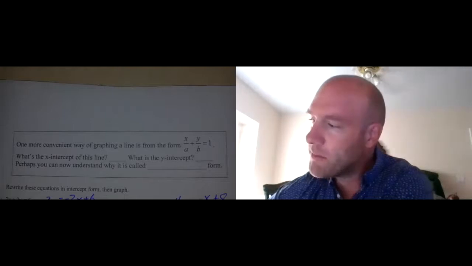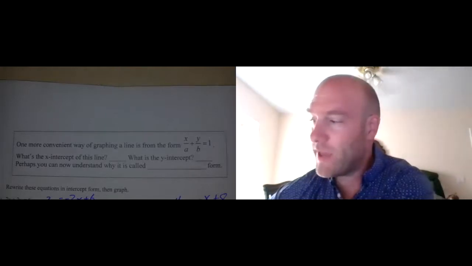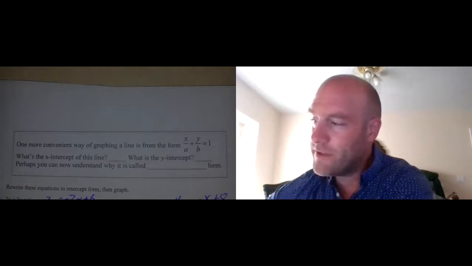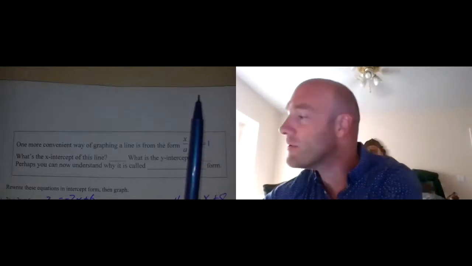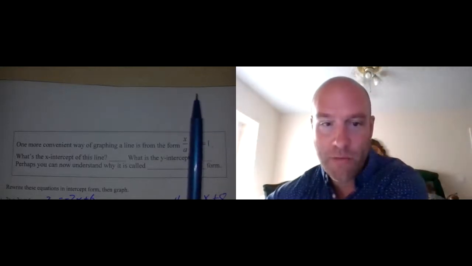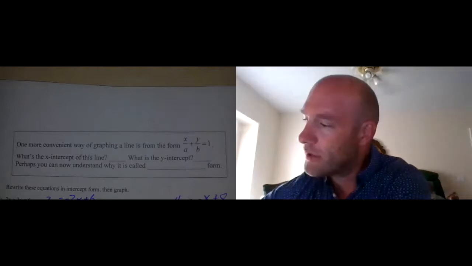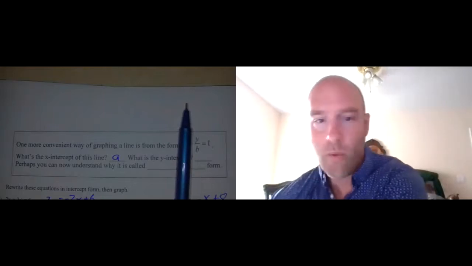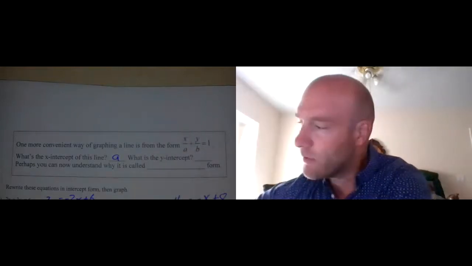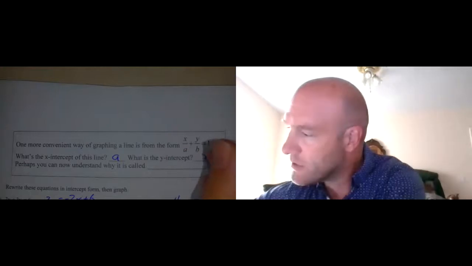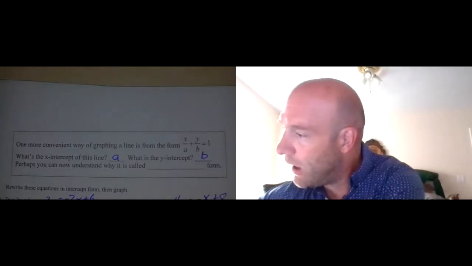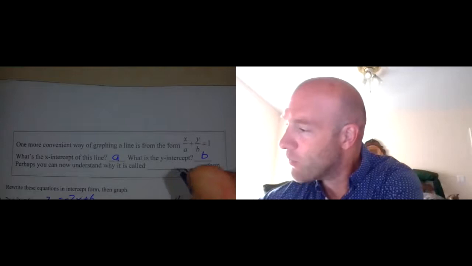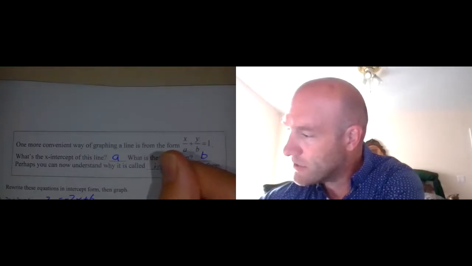What is the x-intercept? The x-intercept is where you intersect the x-axis, where you have a height of 0, so y is 0. I'm kind of using that finger method, although it's more like a pen method right now, and saying that x over a equals 1. So x would have to equal a. In a similar move, I can see that y over b equals 1 if x equals 0. So my y-intercept should be b. Perhaps now you can understand why this is called intercept form.